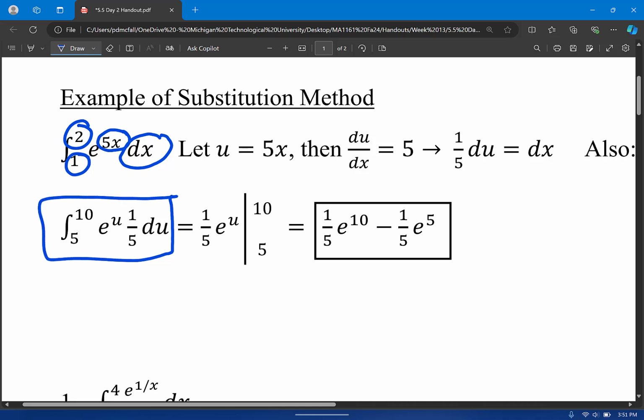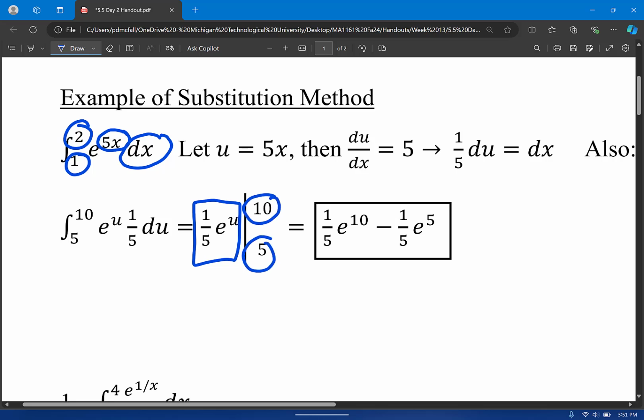It looks easier to solve for because we can just right away say, oh, the antiderivative of e to the u is e to the u, and that 1/5 stays there from the constant multiple rule. So here's the antiderivative in terms of u. Then we just got to plug in u equal to 10 and u equal to 5. So plug in 10, plug in 5, and we're subtracting those antiderivatives when you evaluate at 10 and 5. So you could come up with a rounded answer, but we're just going to leave it in its exact answer form there. 1/5 e to the 10 minus 1/5 e to the 5. That is the area under e to the 5x from x equals 1 to 2.